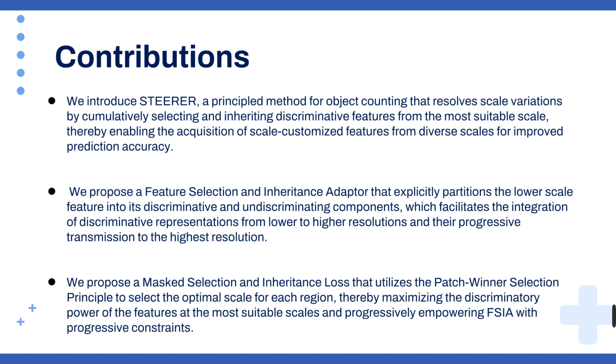1. We introduce Steerer, a principled method for object counting that resolves scale variations by cumulatively selecting and inheriting discriminative features from the most suitable scale, thereby enabling the acquisition of scale-customized features from diverse scales for improved prediction accuracy.